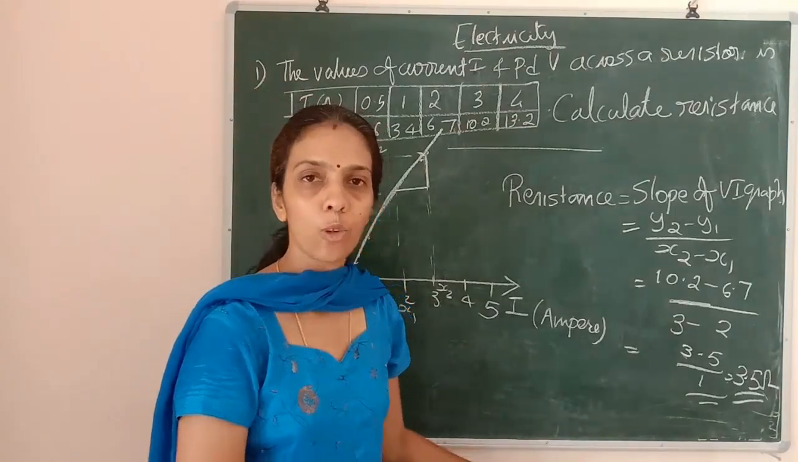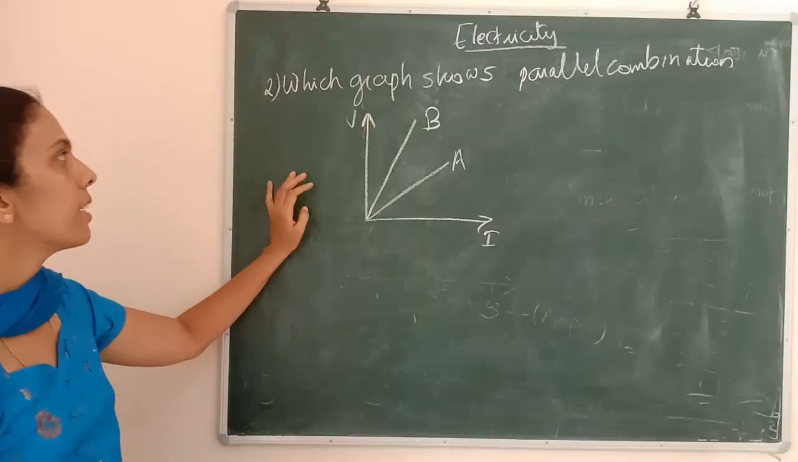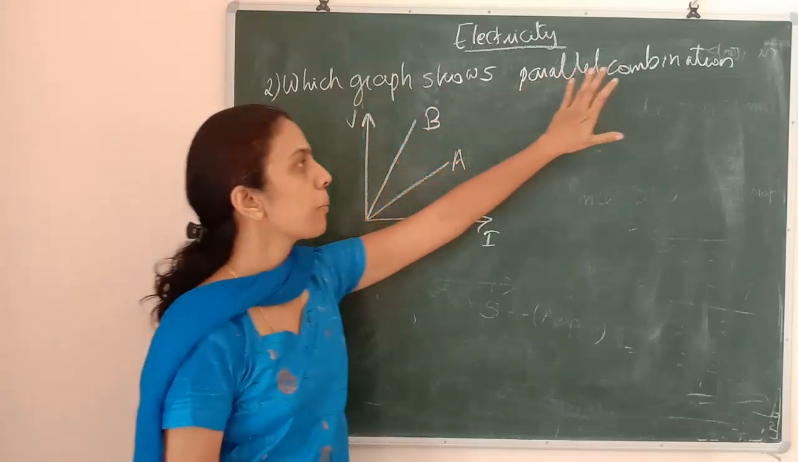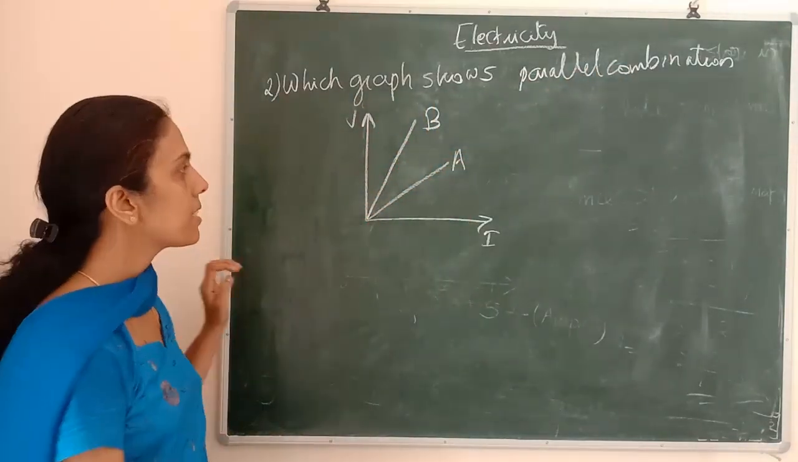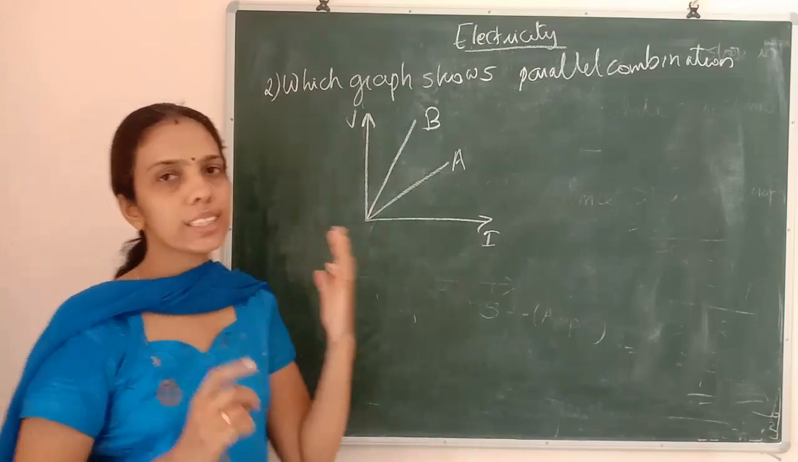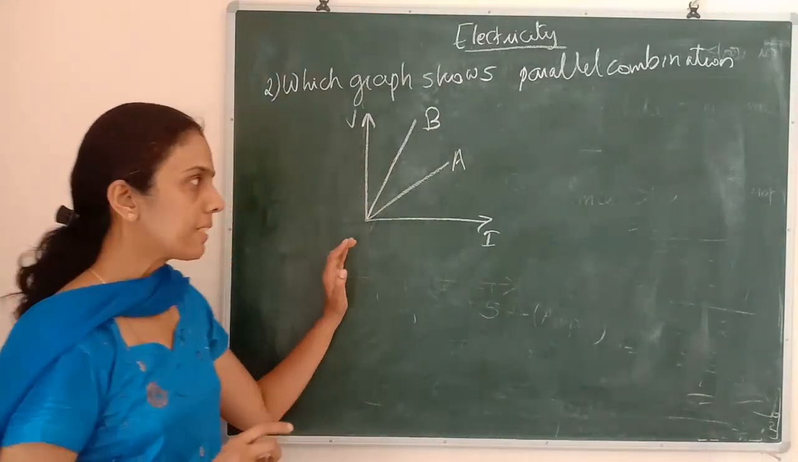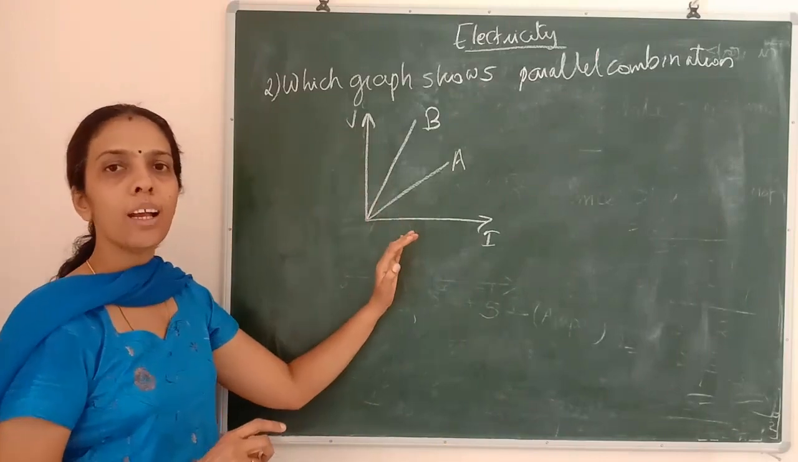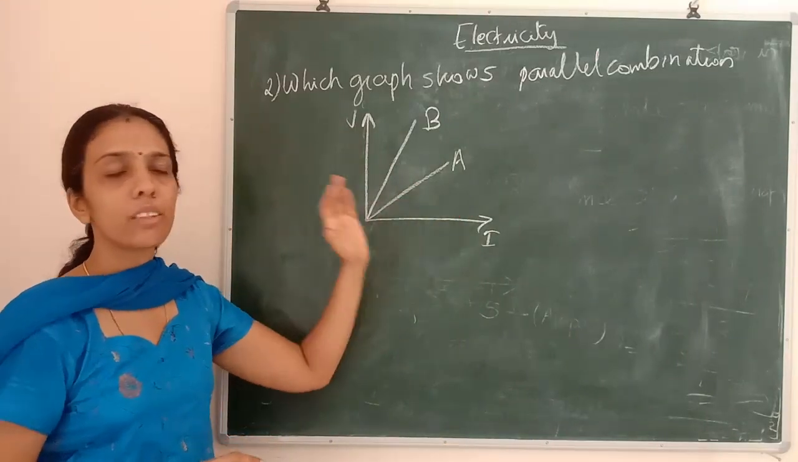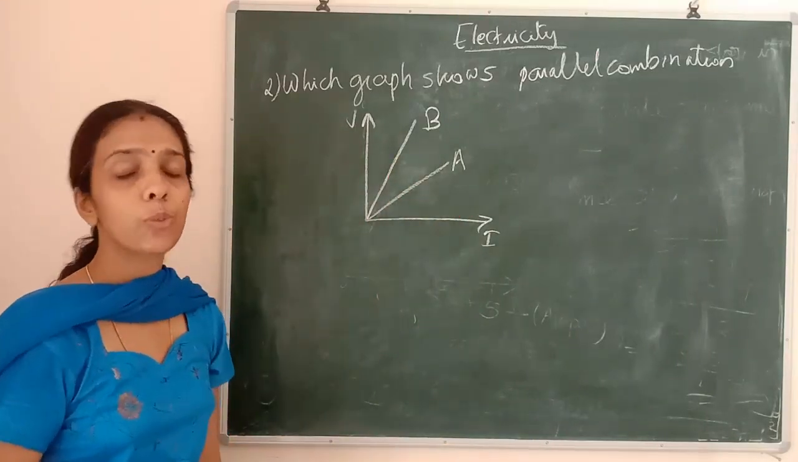Shall we move to the next question? Another question is: which graph shows the parallel combination? In the question it is given that a series and a parallel combination of two resistors are given in the circuit, and in the diagram you can identify which one is parallel and which one is series.